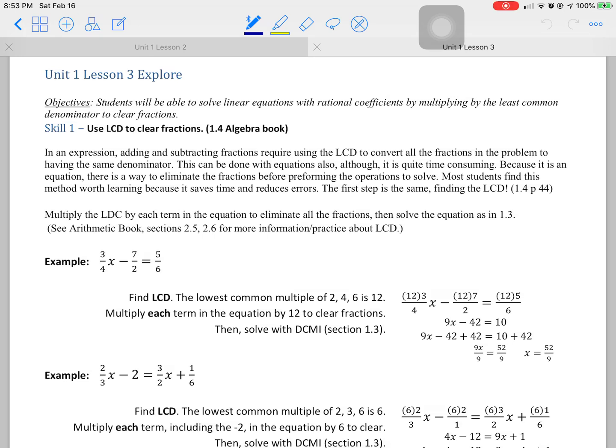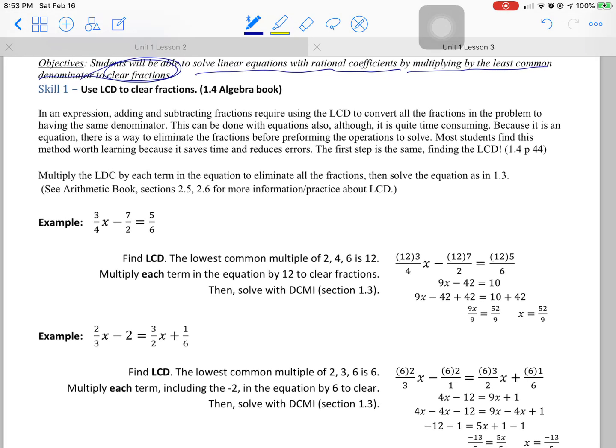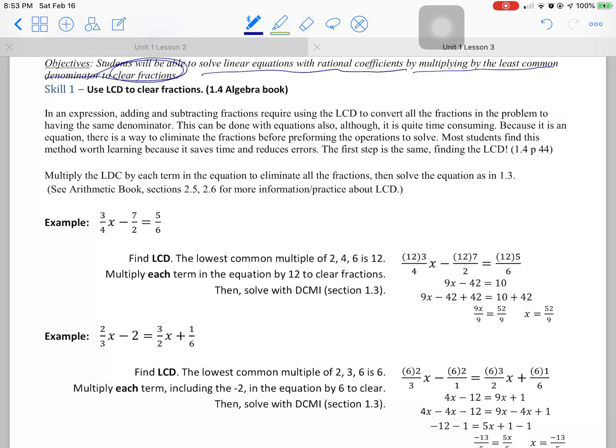All right, lesson 3 from Unit 1. Explore. Students will be able to solve linear equations with rational coefficients by multiplying the least common denominator to clear fractions. I mentioned that a little bit before, so now we're officially going to do it. You can find more of that in 1.4 in the algebra book.